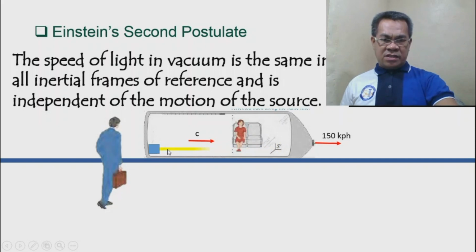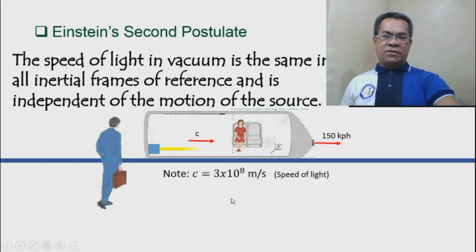So the light now travels towards the direction. So the question now is, what is the velocity of light according to Mavis and according to Stanley? Okay? So if you use the Galilean, take note, this is 3 times 10 raised to 8 meters per second, the speed of light. Now, if we use the Galilean, this will be the result: c plus u, where u is 150 kilometers per hour. So therefore, the speed of the light particle now is c added by 150.